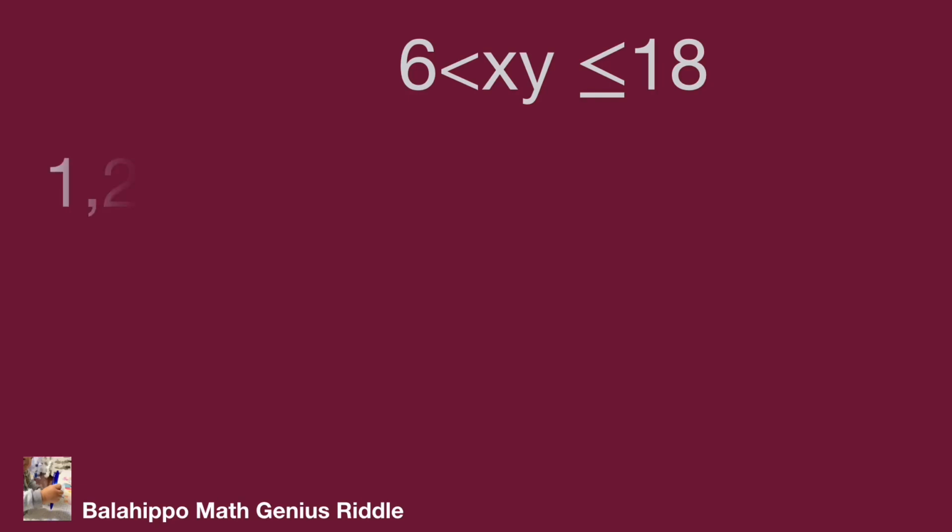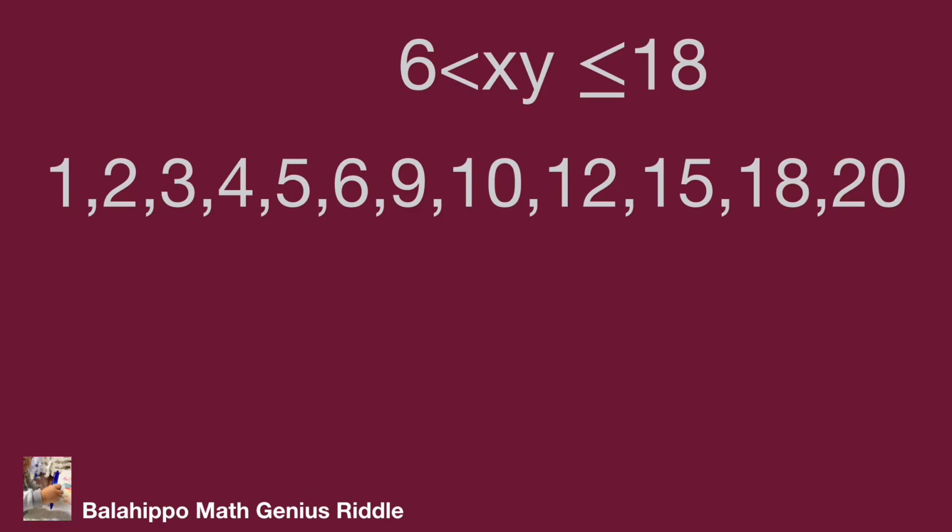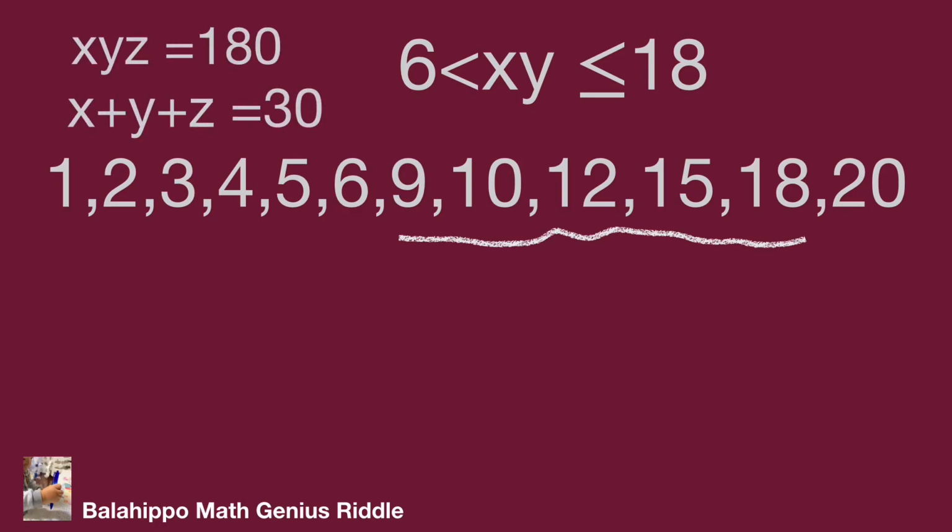Compared to the factors of 180, we narrow down the value range of xy. They are 9, 10, 12, 15, and 18. We know xyz equals 180. Then if xy equals 9, z equals 20; xy equals 10, z equals 18; xy equals 12, z equals 15; xy equals 15, z equals 12; and xy equals 18, z equals 10.